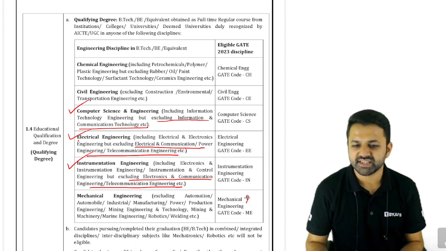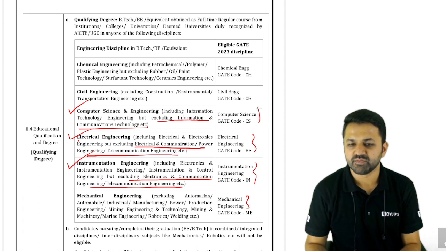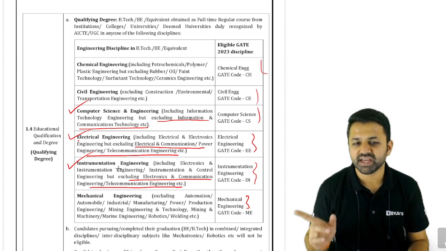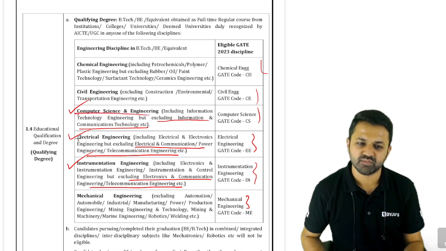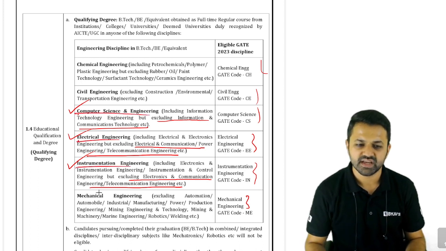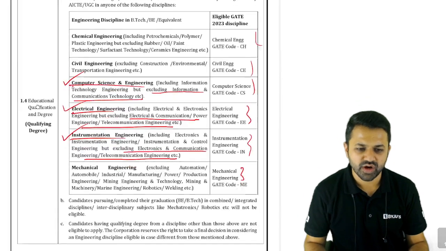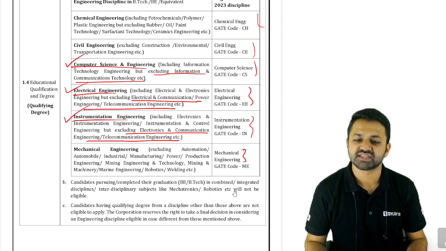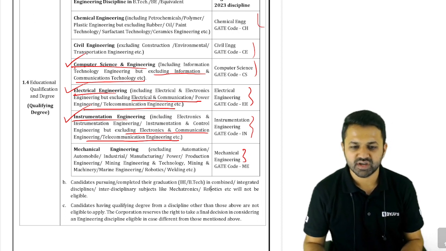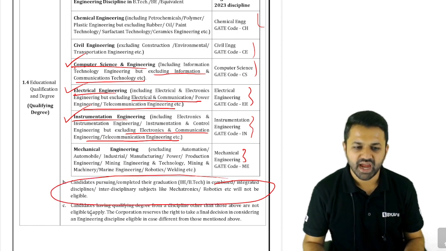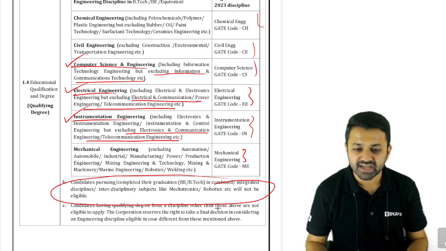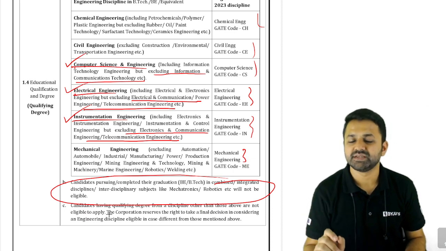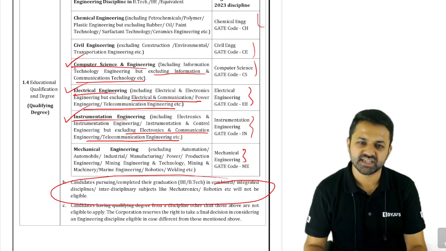So pure mechanical engineering, instrumentation engineering, electrical engineering, computer science, and these paper codes should be there, and a BTech degree in these respective branches, like computer science, electrical only, instrumentation only, and chemical respectively. Similarly, if I check the final year students, candidates who have completed their graduation in combined or integrated disciplines, interdisciplinary subjects like mechatronics, robotics, will not be eligible. So interdisciplinary branches are not eligible. And candidates having a qualifying degree from a discipline other than those above are not eligible to apply. So you should have only these degrees.